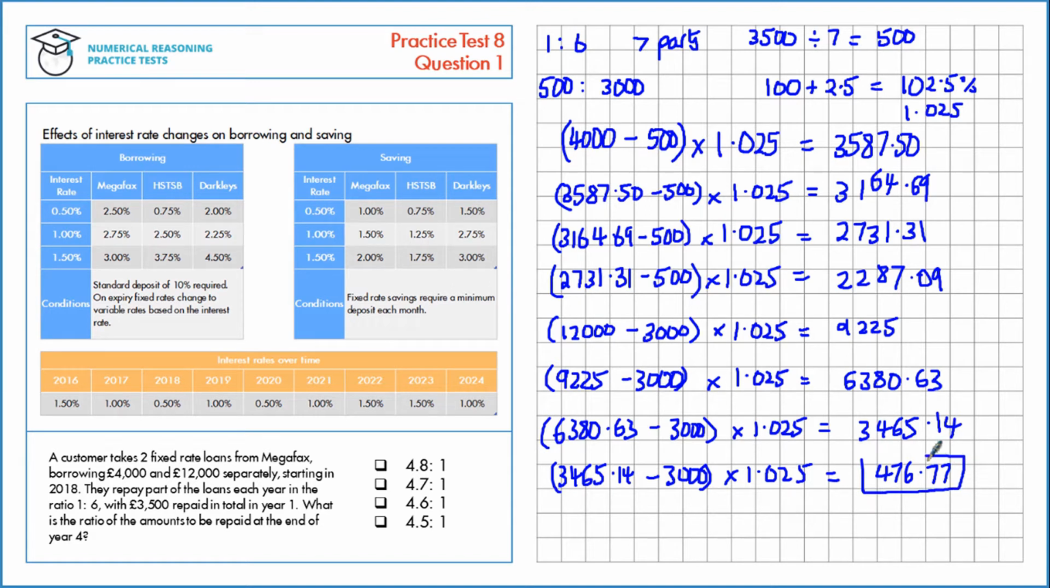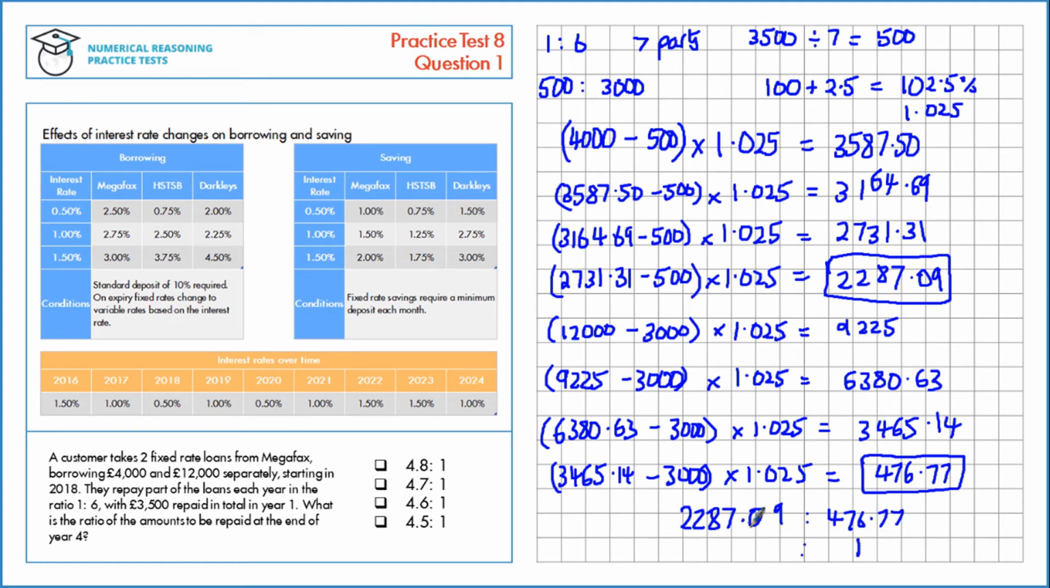So we have our two final values here. The larger loan ends up at this, and the smaller loan ends up at this. Now let's form the ratio. We've got the small to the large loan. That's going to be 2287.09 to 476.77. And then we'll simplify by dividing through by this.